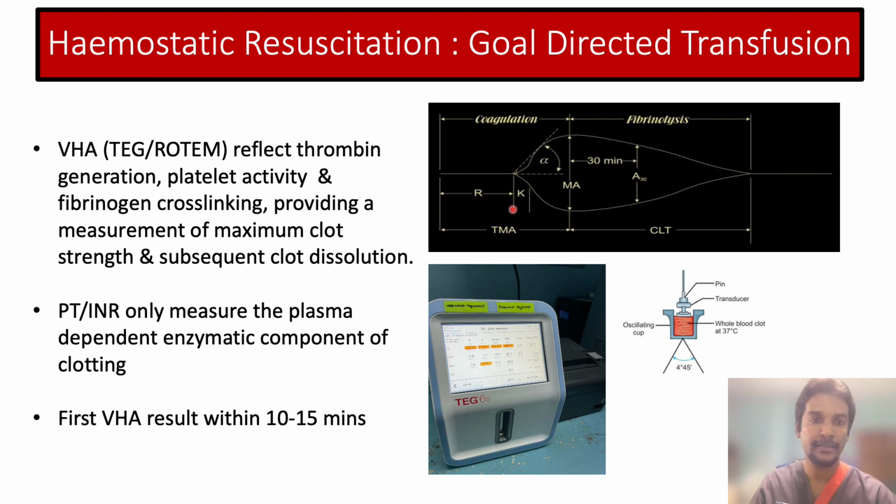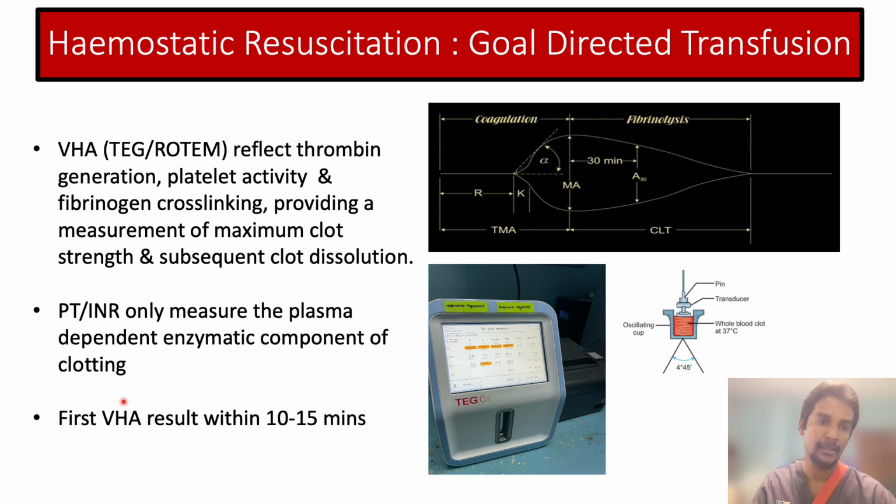Viscoelastic hemostatic assay shows global hemostasis, reflecting thrombin generation, platelet activity, and fibrinogen cross-linking, providing a measurement of the rate of clot formation, maximum clot strength, and also subsequent clot dissolution. It demonstrates the interaction of platelets with the coagulation cascade.